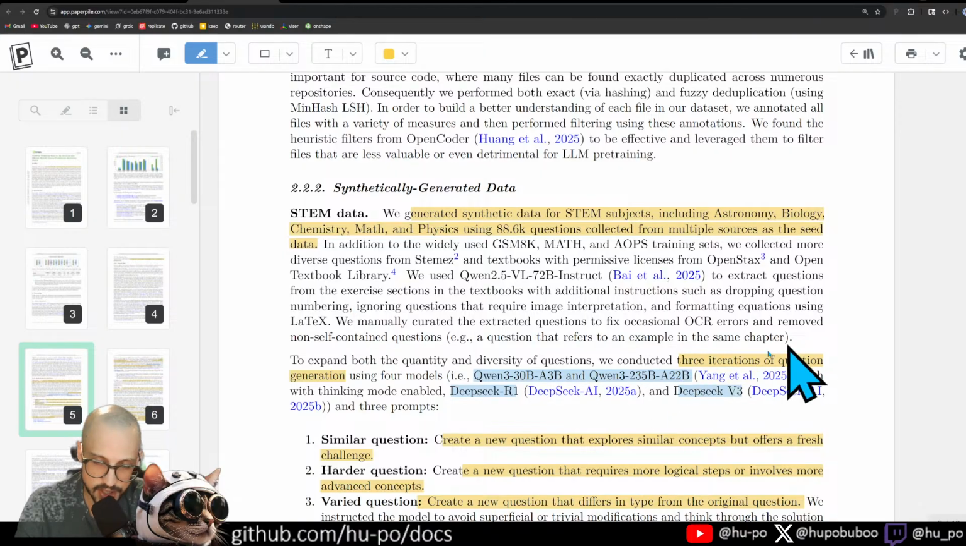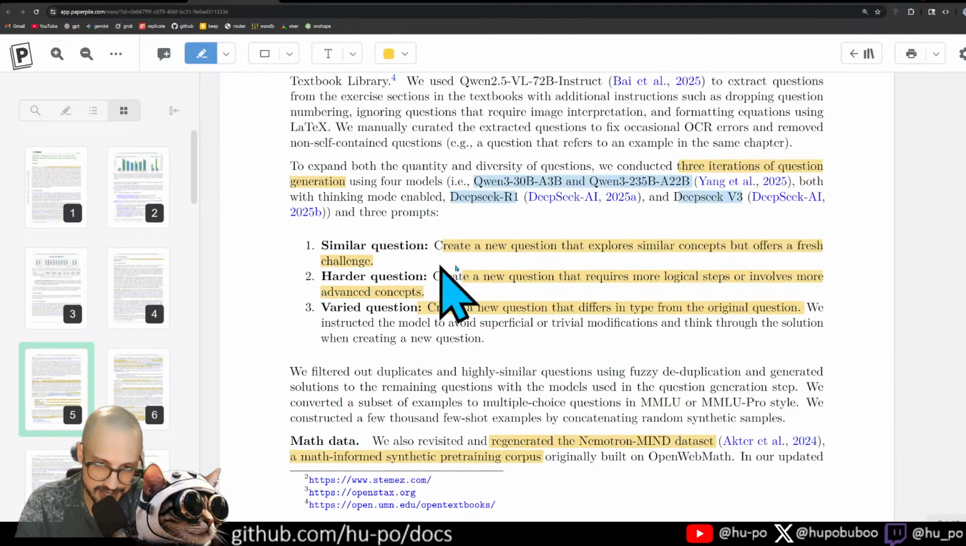You have question generation, so they're using Qwen 3 30B, Qwen 3 235B, and DeepSeek models to basically rephrase. You can see here: create a new question that explores similar concepts but offers a fresh challenge; create a new question that requires more logical steps or involves more advanced concepts. These are generative paradigms, so you're hoping that the question the model generates is valid. It's a little bit less rephrasing, more pure generative. Create a new question that differs in type from the original question.